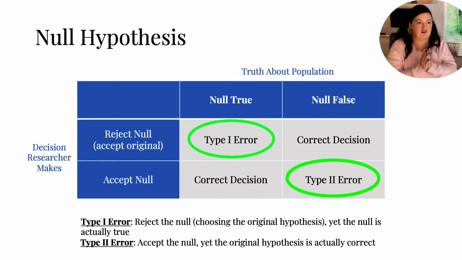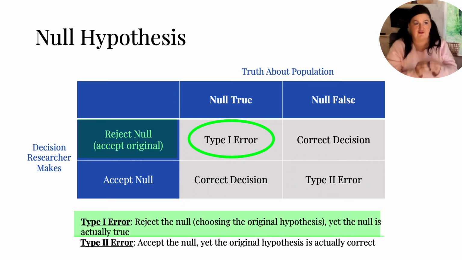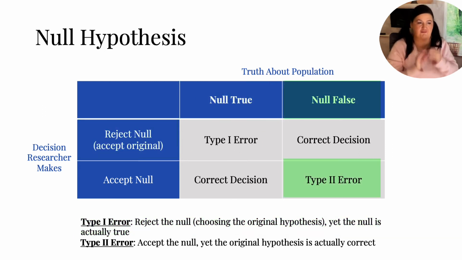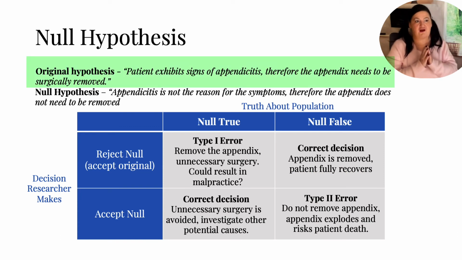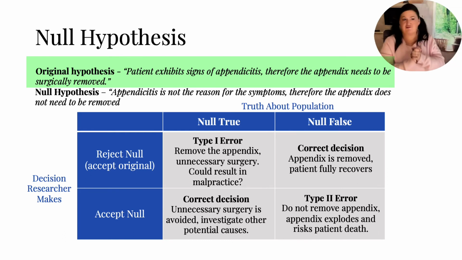So with the type 1 error, wherein they reject the null, they choose the original, but the null turns out to be actually true. Uh-oh, big mistake. Then a type 2 error is where they accept the null, but the null is false. Another big mistake, right? So let's look at this in real world terms. Let's say the original hypothesis for a doctor has a patient who exhibits symptoms of appendicitis, meaning their appendix is about to explode, right? The patient comes in keeled over, pain in the back, pain in the front, can't walk, can't sit up straight. The appendix needs to be surgically removed, right? That's the original hypothesis.